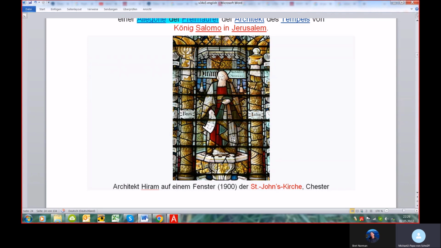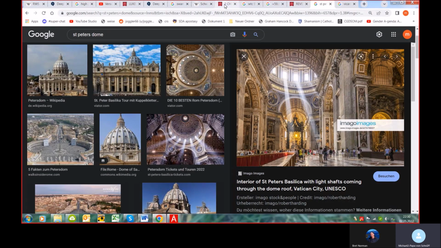You see here the so-called architect Hiram on a window of 1900 at the St. John's Church in Chester. Why St. John's Church? Because St. John is the official patron of Christianity, and his birthday allegedly was on the 24th of June, which is the opposite of the 24th of December, six months exactly. Nobody knows what the actual birthday of the real John, John the Revelator or John the Baptist, would be. But of course, legend tells it all. So Hiram, and that is the problem, because that has nothing to do with the real history which has been mentioned in the Bible.